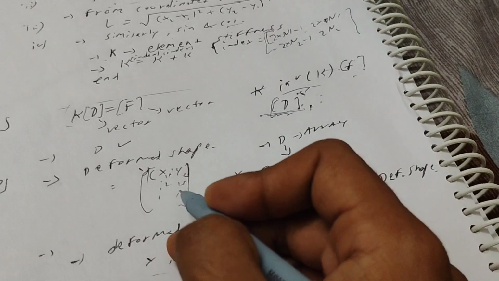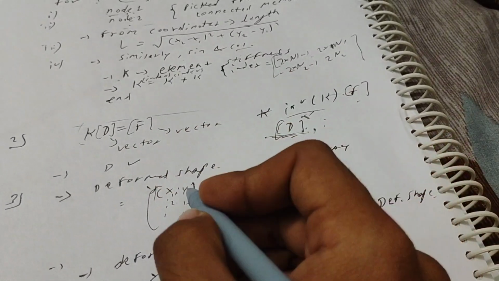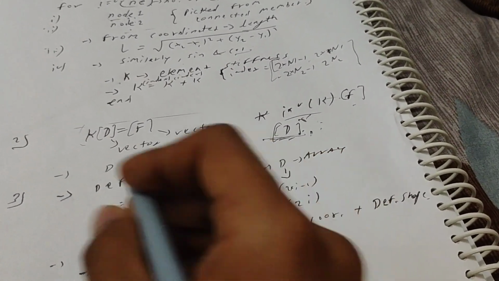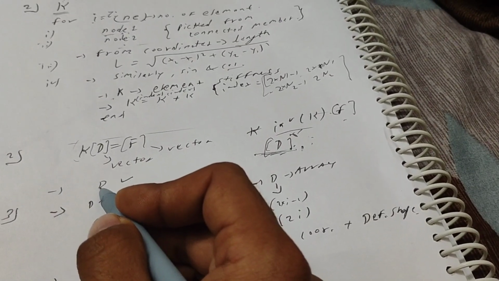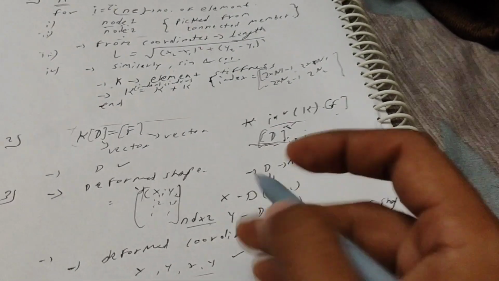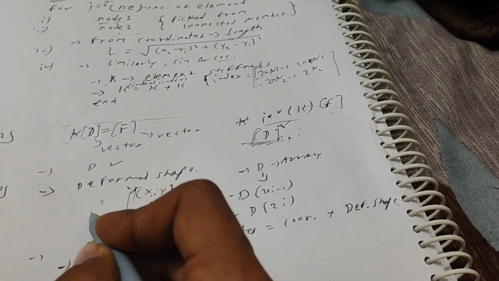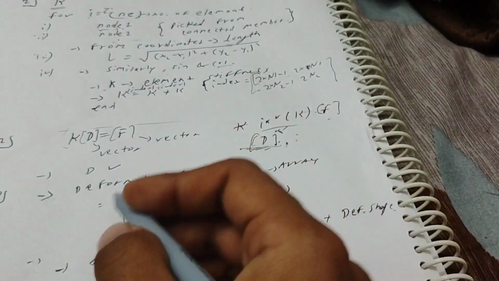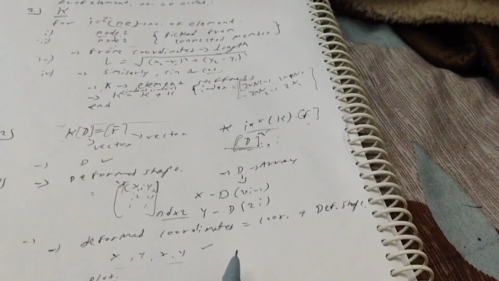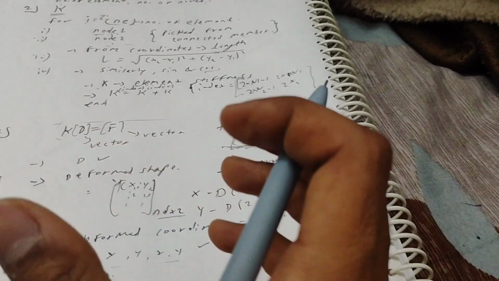For these deformed coordinates, this is a vector, so we have to convert it into an nd cross 2 matrix. The first element is the x component, the second is the y component. So we will get this deformed shape. This will be just the deformation, like displacement. Then we will add the original coordinates to this displacement, so we will get the deformed coordinates.